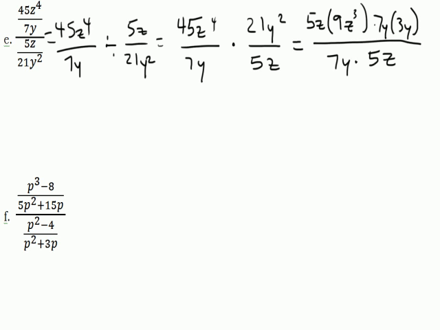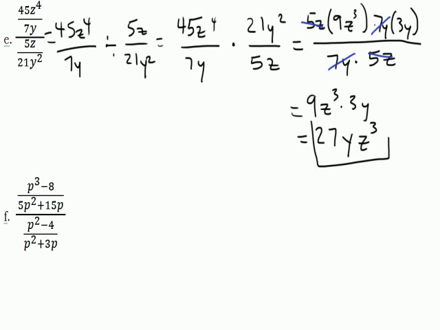And I see some things canceling out. And I'm left with, nicely, prettily, 9z cubed times 3y, or 27, that's 9 times 3, times, we usually do this in alphabetical order, yz cubed. And that's my simplified part of the expression. I need to do the domain.